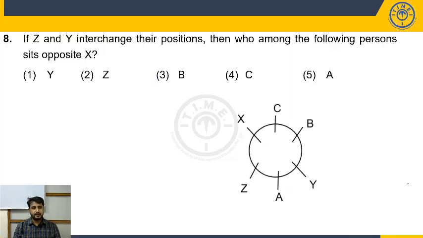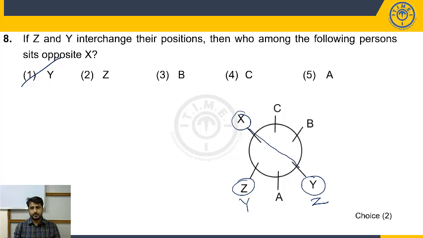Last question in this set. If Z and Y interchange their positions, who among the following persons sits opposite X? So Z and Y are interchanging their positions. So this place is Y, this place is Z. So who sits opposite X? Now who is opposite to X? Y. Choice 1. Sorry, opposite X is Z. No. So it is choice 2.